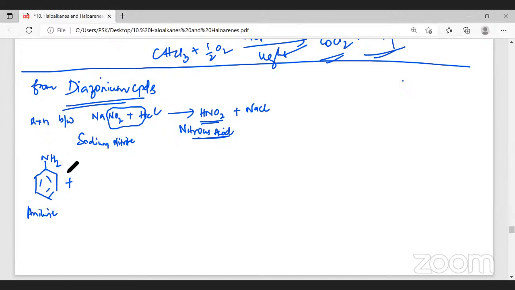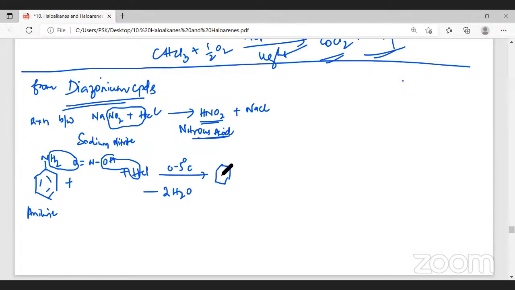So nitrous acid, I will write it like this: O double bond N and OH. HNO2, nitrous acid, in the presence of HCl at 0 to 5 degrees Celsius. It has to be cooled. At very low temperature, this reaction takes place. So what happens is this H2 and O gets eliminated as water, and this OH and H also gets eliminated as water. So how many moles of water get eliminated? 2 moles of water get eliminated.